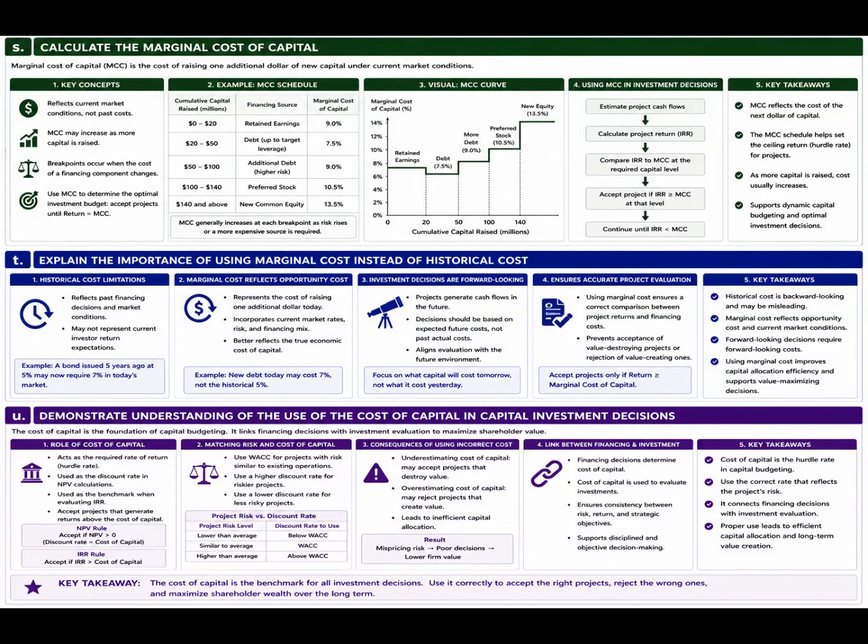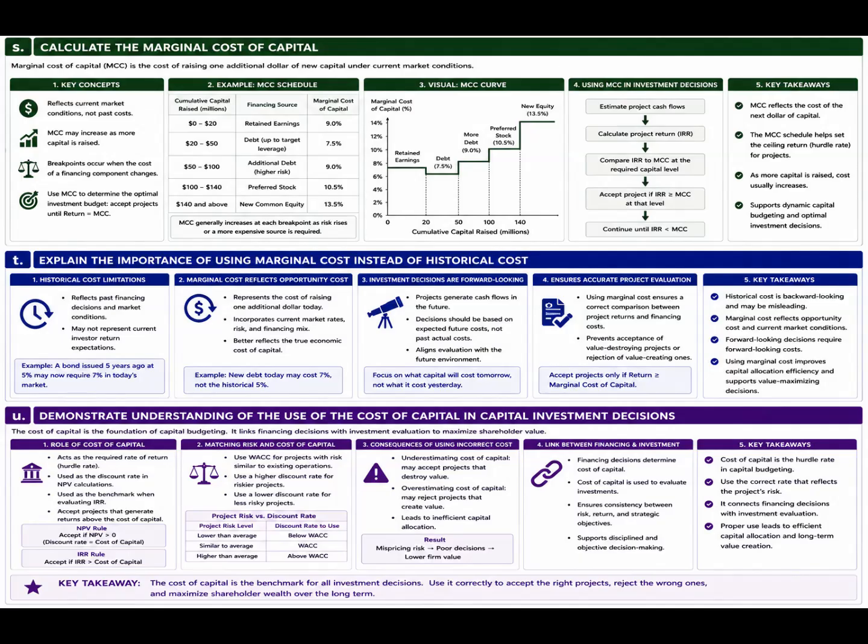S. Calculate the marginal cost of capital. Marginal cost of capital, MCC, represents the cost of raising one additional dollar of new capital. It reflects current market conditions rather than past financing terms. MCC may increase as more capital is raised. Higher borrowing may lead to increased interest rates due to rising financial risk.